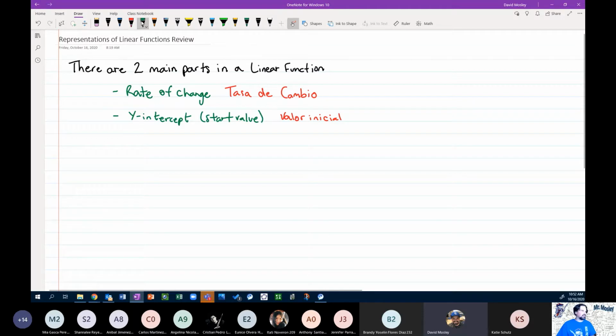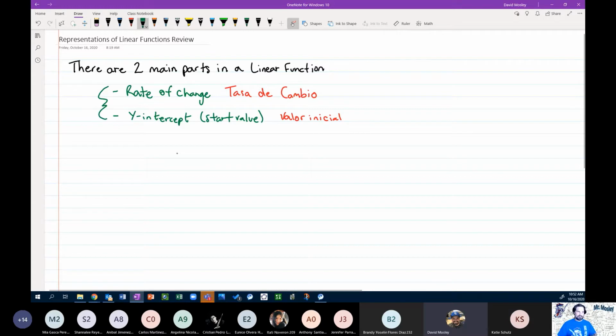So every linear function has these two things. Todas las funciones lineales tienen las dos partes, tasa de cambio y valor inicial, o intercepción Y, okay? All the time.